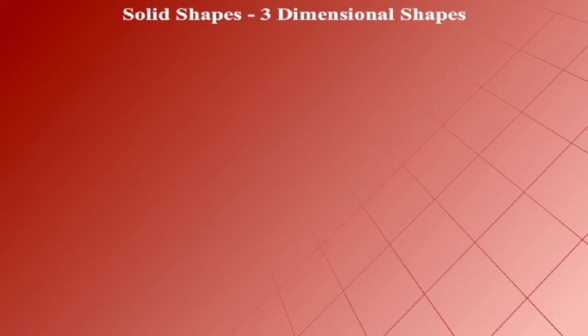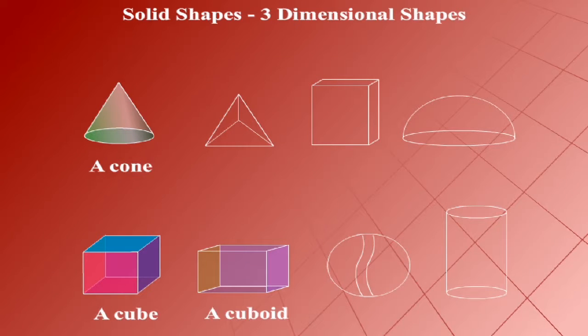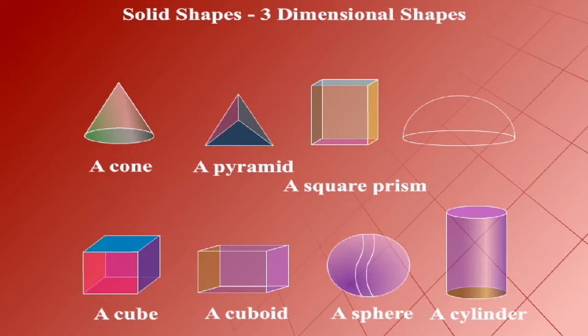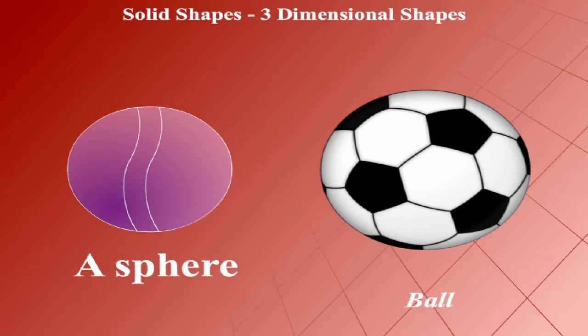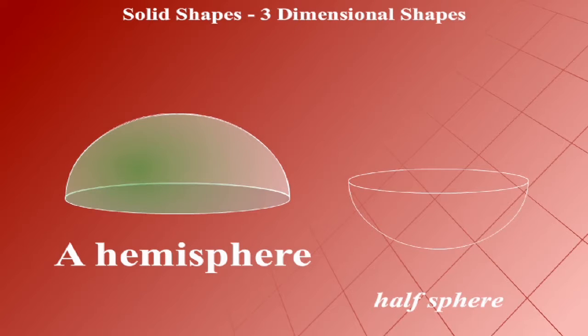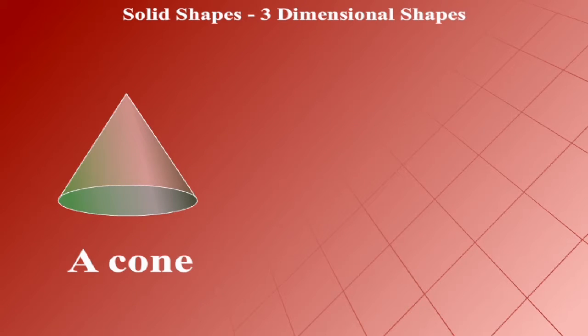Solid shapes. Three-dimensional shapes. Here are certain solid shapes with which you are familiar. A cube, a cone, a cuboid, a pyramid, a sphere, a square prism, a cylinder, a hemisphere. The first classification of solid shapes is to separate out those having curved surface, such as a sphere, a perfectly round ball, a hemisphere, a sphere cut in half, a cylinder like a pipe, and a cone, a joker cap.